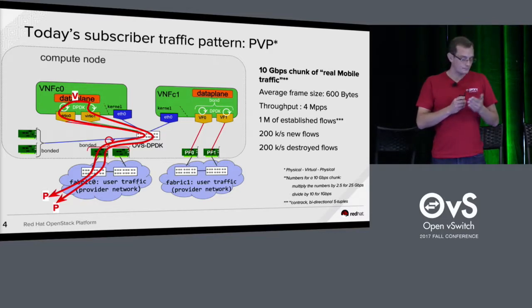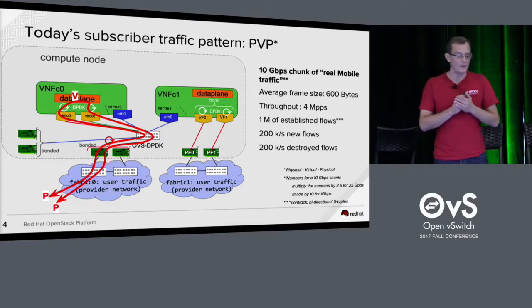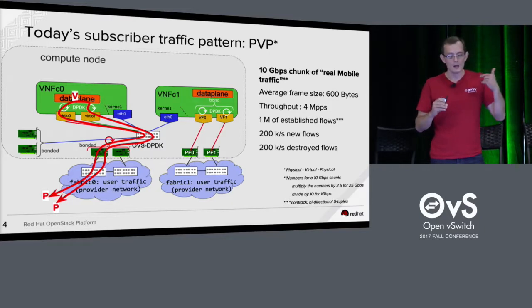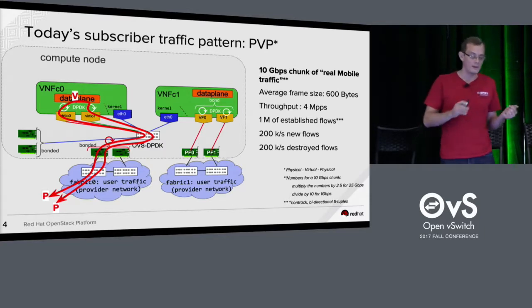In terms of traffic, what does mobile traffic look like? If you take a chunk of 10 gigabit of telco traffic, mobile traffic, the average size of the packet is 600 bytes, 4 million packets per second, 1 million established flows, one flow being a contract, so it's a bidirectional 5-tuple, 200K new flows created per second, 200K flows destroyed per second. So at the end, you have 1 million flows established with 200K churn. If you have 25 gig traffic, you multiply the numbers by 2.5. If you have 1 gig, you divide by 10.